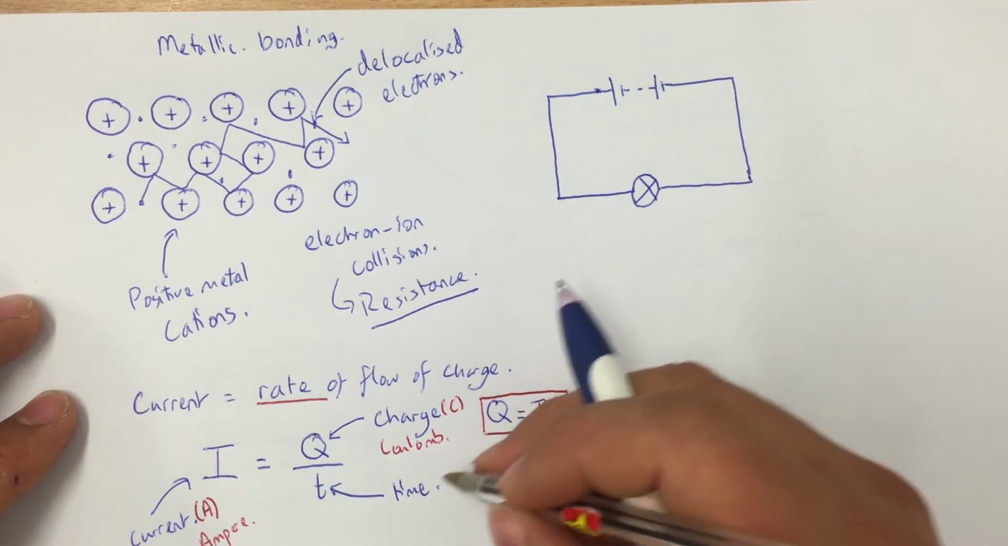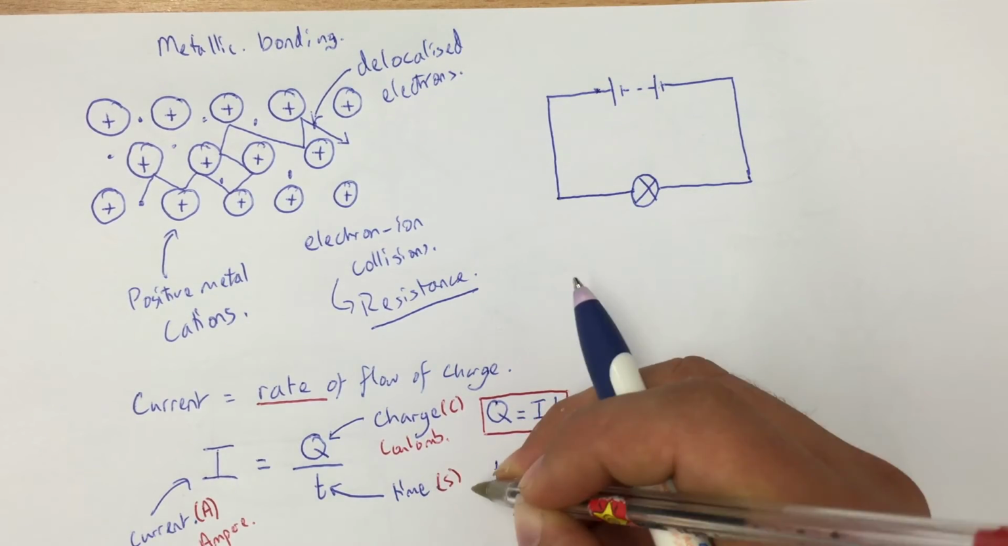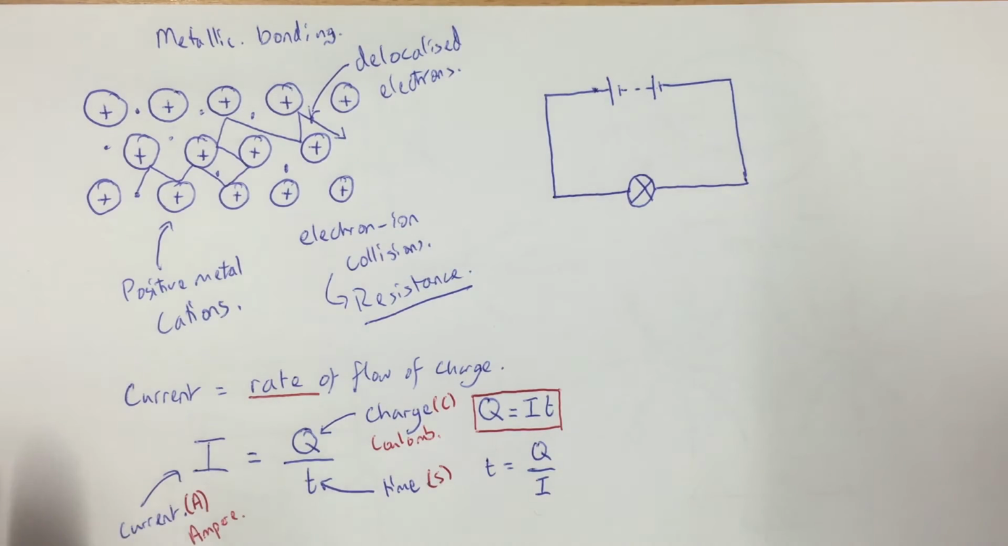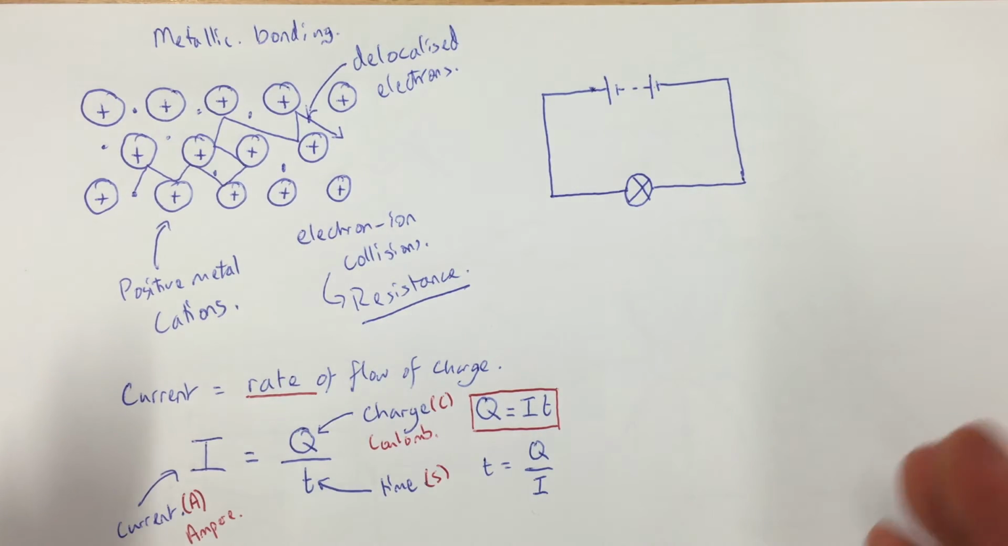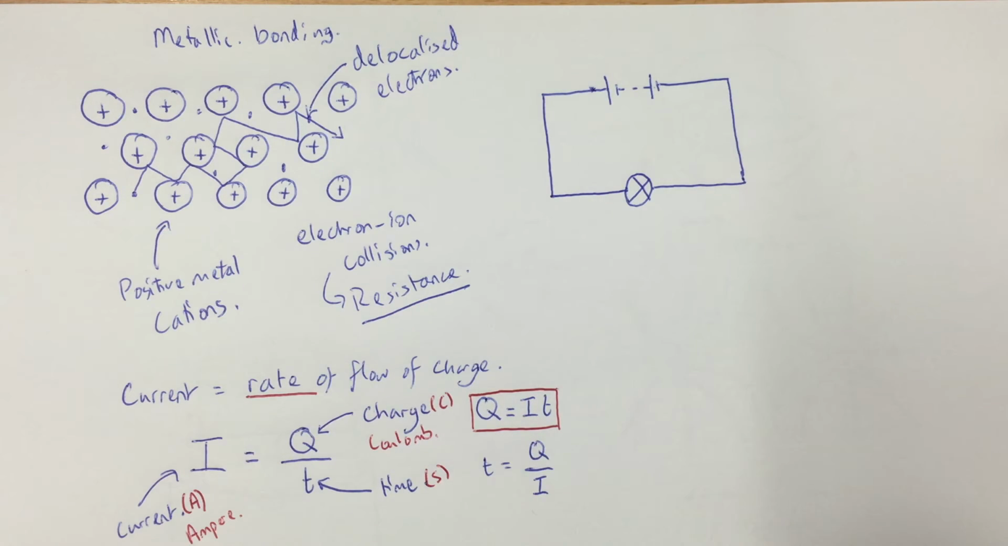So that's the unit that we have for charge. 1 ampere is 1 coulomb per second. So obviously the unit of time is always seconds. Charge will flow along a metal wire, and the rate at which it does this, how fast it travels along this wire, we call current.